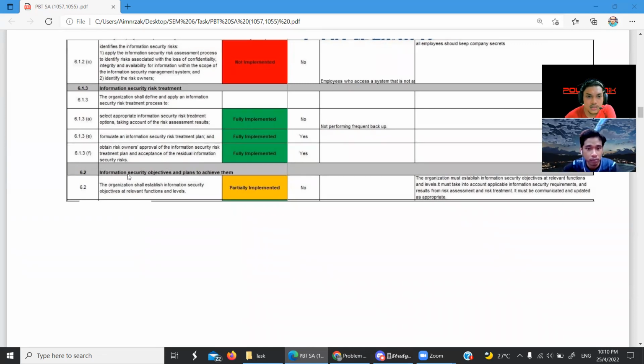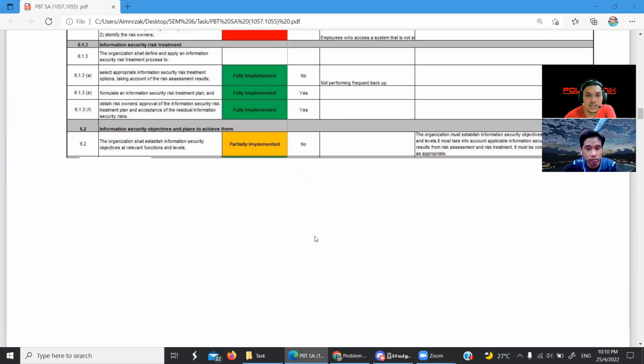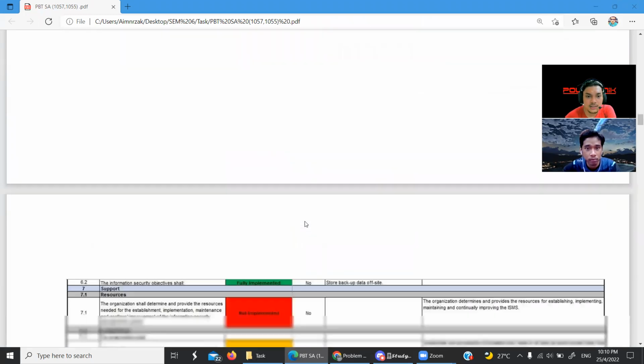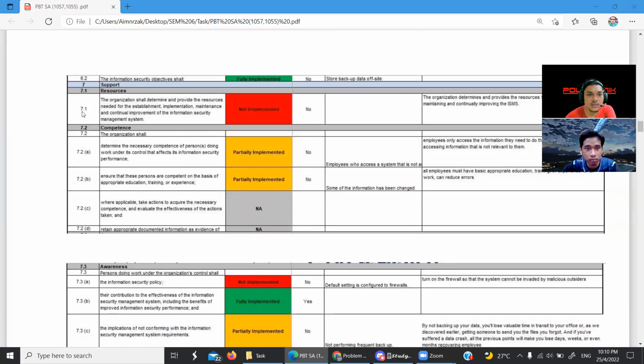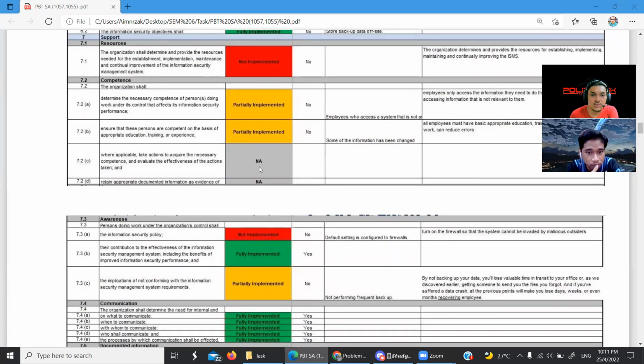6.2, information security objective and plans to achieve them. The status is partially implemented. Next, we go to 6.2. The status is fully implemented. Next, clause 7, support. The resource is not implemented. 7.2, competence have to partially implemented, and the next no answer.